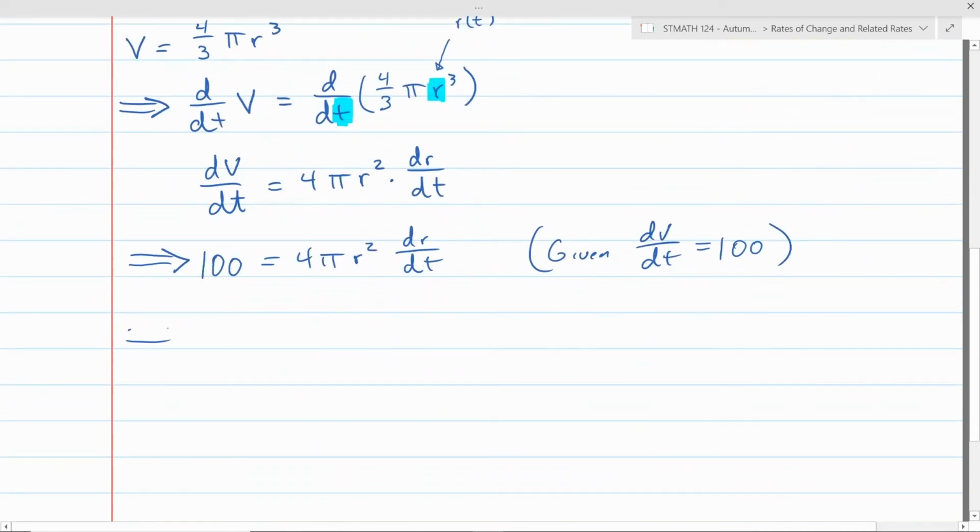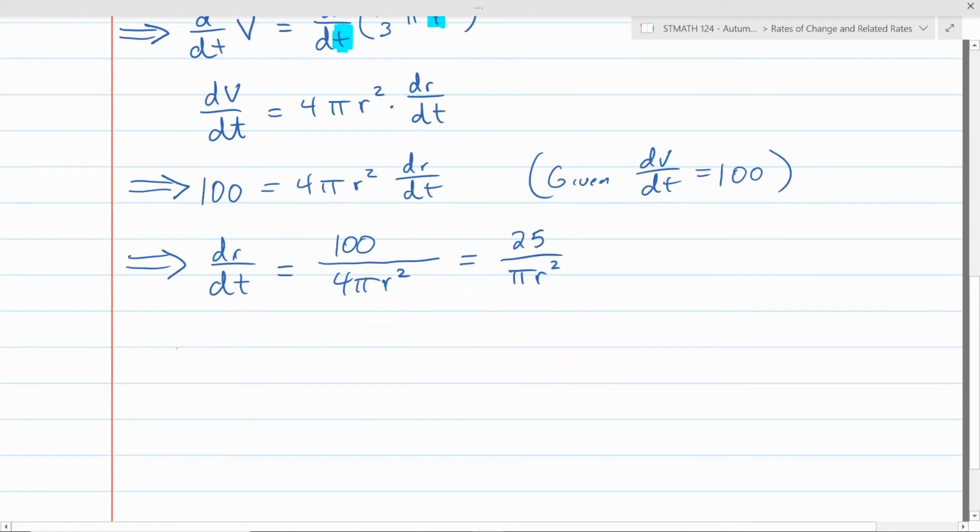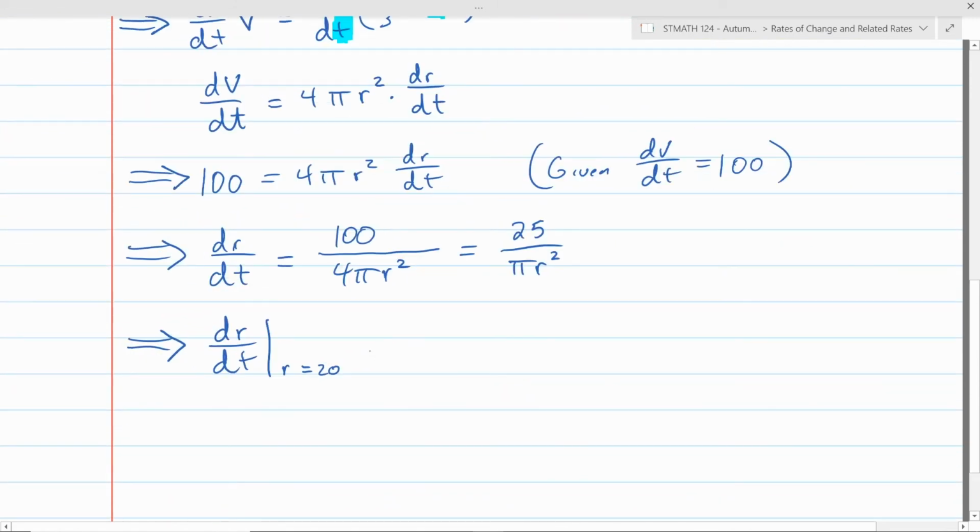And now I can solve for dr dt, and it would be 100 divided by 4 pi r squared, which I'm going to simplify just a hair. 4 goes into 100 25 times, so I'd have 25 over pi r squared. And now I'm ready to get the final answer because I wanted to find out what dr dt was at the moment when r was equal to 20. So that just means put r equals 20 into the derivative there. So 25 over pi times 400, which is what you get when you square 20. And we can do a little simplification here and get 1 on the top and 16 pi on the bottom.